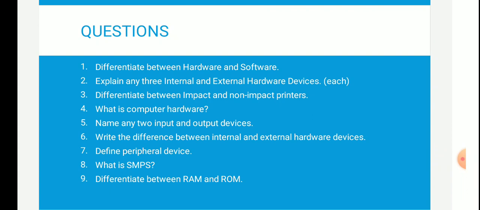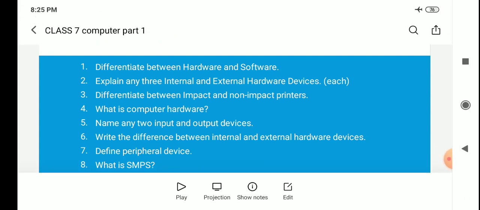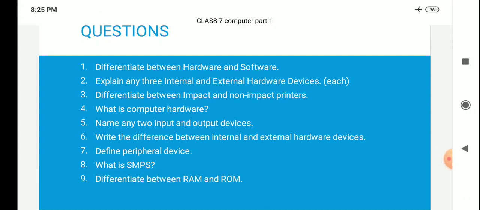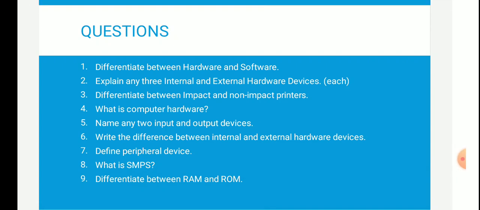The third question we have is differentiate between impact and non-impact printers. In the explanation only I have given you 10 points, so you can write any 6 points in it. Question number 4 is what is computer hardware? We all know what is computer hardware, so you have to find out the answer and write it in your computer copy. So name any 2 input and output devices. You know what are the input devices and output devices, you only have to name them.